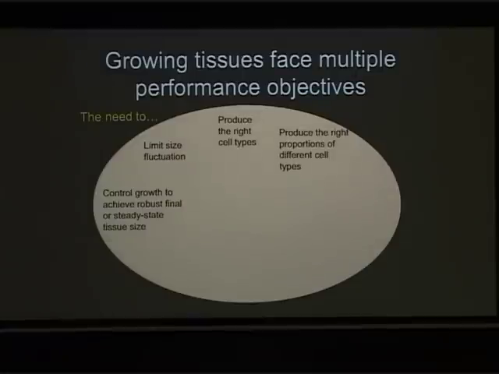And it's not enough just to make the right cell types. You've got to make them in the right proportions, because again, this is something very highly stereotyped from one tissue to another. And in a lot of tissues, it's critical that the cells be in just the right proportions.